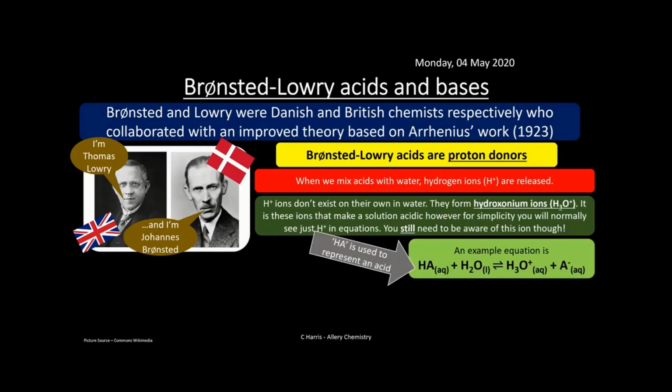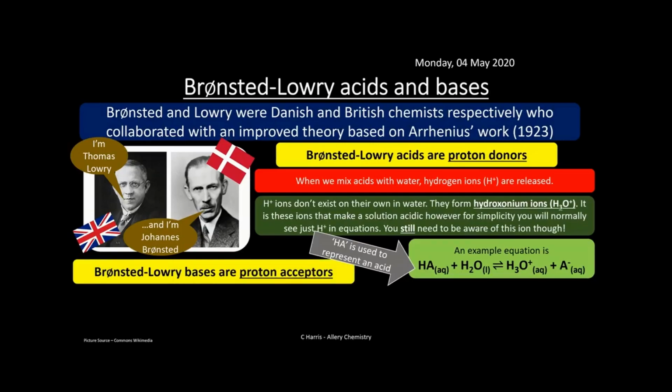So here's an example. HA represents an acid, and you'll see that used quite a lot in this video. Reacting with water, and it forms H3O+, that's your hydroxonium ion or hydronium ion, and that produces A-. So this is the generic equation. So Bronsted-Lowry bases are proton acceptors. So they said that acids are proton donors and bases are proton acceptors.